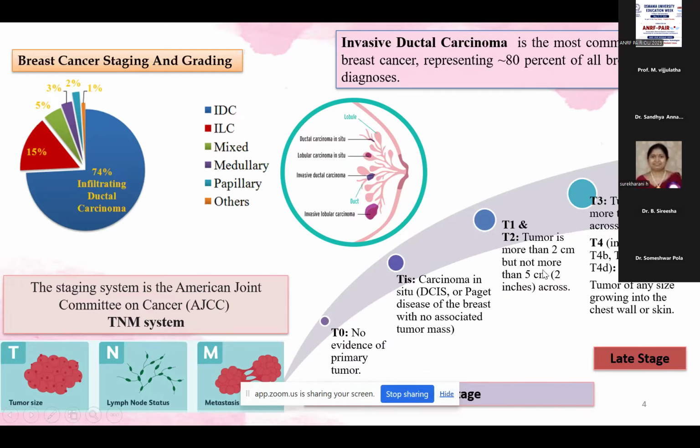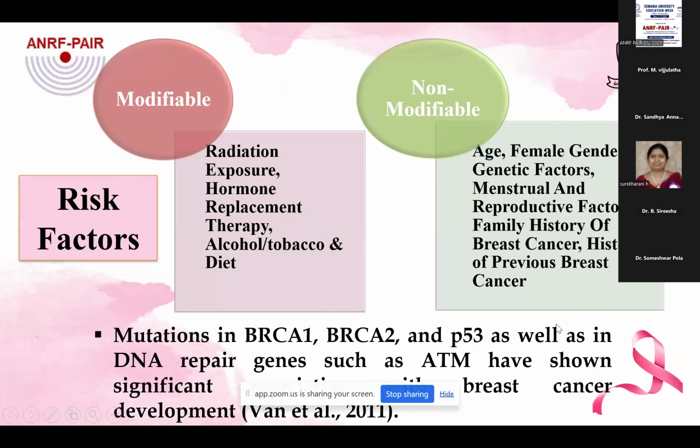In the early stage, the tumor is more than 2 centimeters, but not more than 5 centimeters. Whereas the late stage includes T3 and T4, where the size of the tumor has increased to more than 5 centimeters, and it might be growing into the chest wall or the skin. And as you all know, there are many risk factors for breast cancer, both modifiable and non-modifiable. The modifiable include radiation exposure, hormone replacement therapy, alcohol, tobacco, and diet. And the non-modifiable are age, female gender, genetic factors, menstrual and reproductive factors, family history of breast cancer, and history of previous breast cancers.